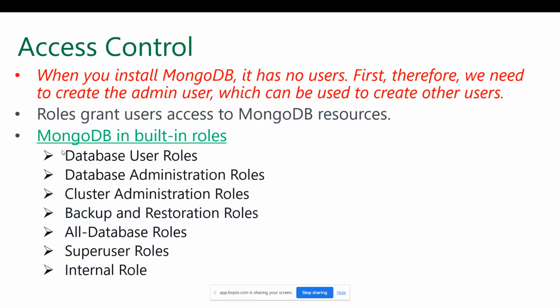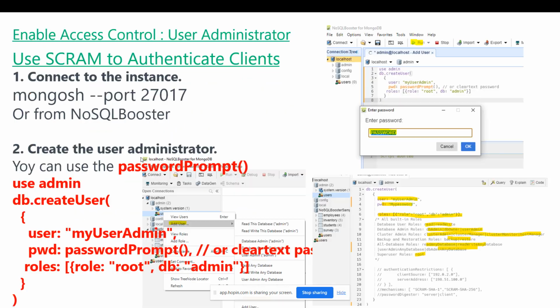When you install MongoDB, it doesn't have any user. First, therefore, we need to create an admin user, which can create other users. We have a lot of roles in MongoDB, such as database user, database administrator, etc. You can read about them here. So how do you create an admin user?